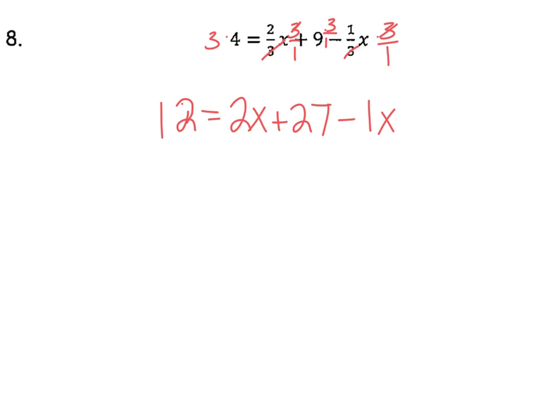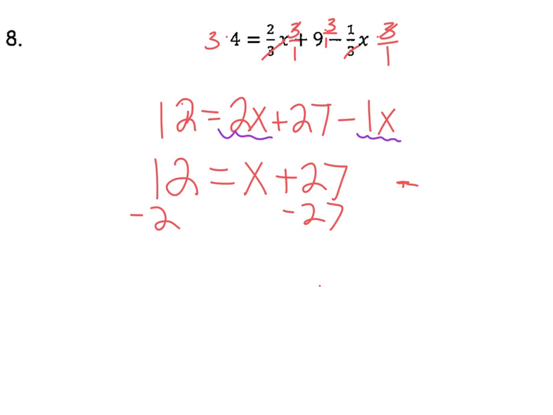Like terms. Let me underline them in purple. Put them together. 2x take away 1x. X. 12. See, like right now. 12 equals x plus 27. Easy, right? Subtract 27. You got, what'd you get? Negative 15. Yeah. Perfect.